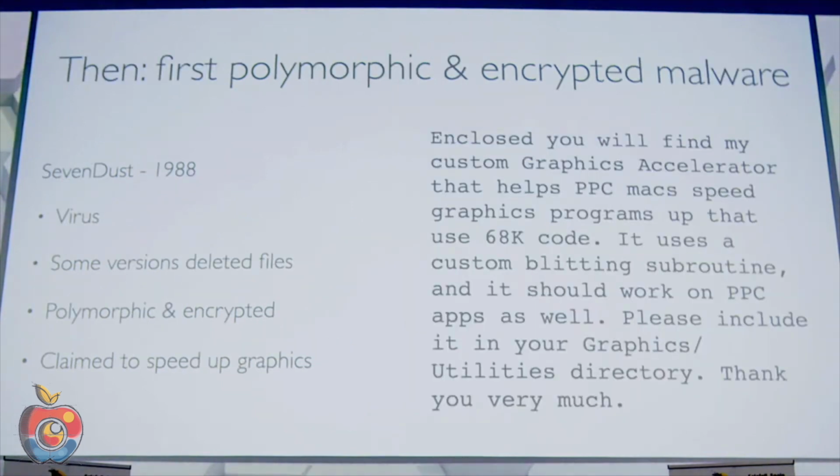We think of polymorphic and encrypted malware as being something relatively recent and sophisticated, but this actually was seen back in 1988 with 7dust on the Mac. This was another virus. Viruses were really the main source of malware back in that day. There were a lot of different versions of 7dust, with lots of encryption and whatnot to keep it from being detected. And this was getting a little bit more malicious. Some versions of the malware actually would delete files. It claimed that it could speed up your graphics operations, but it really didn't do any of that and did some malicious things. It was a little more than just a prank.